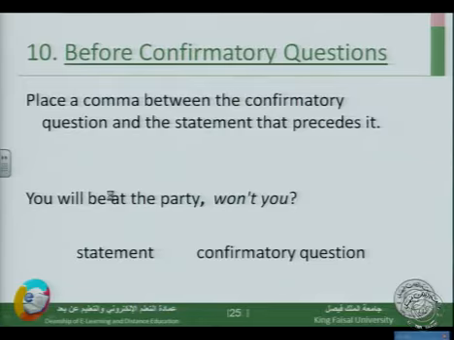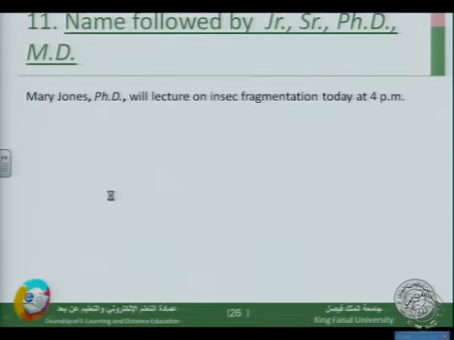Also, we use a comma before a confirmatory question, which is a tag question. Place a comma between the confirmatory question and the statement that precedes it. You will be at the party, won't you? This is what we call a tag question or confirmatory question. In this case, we put a comma. This one is easy because we have already studied it in high school.